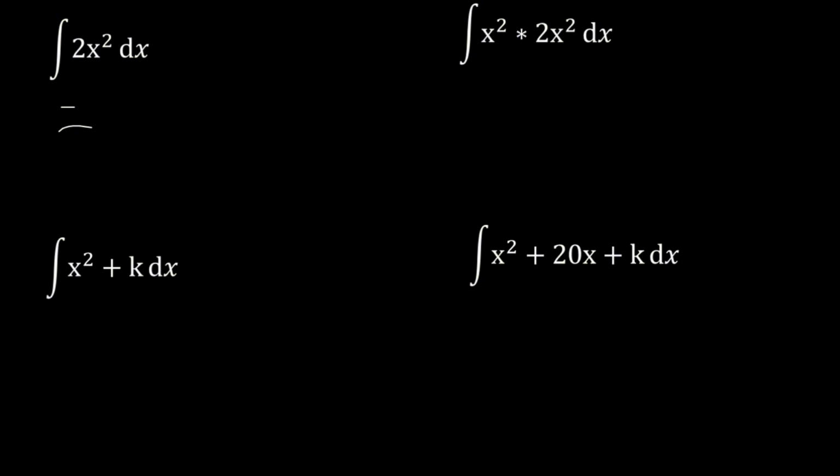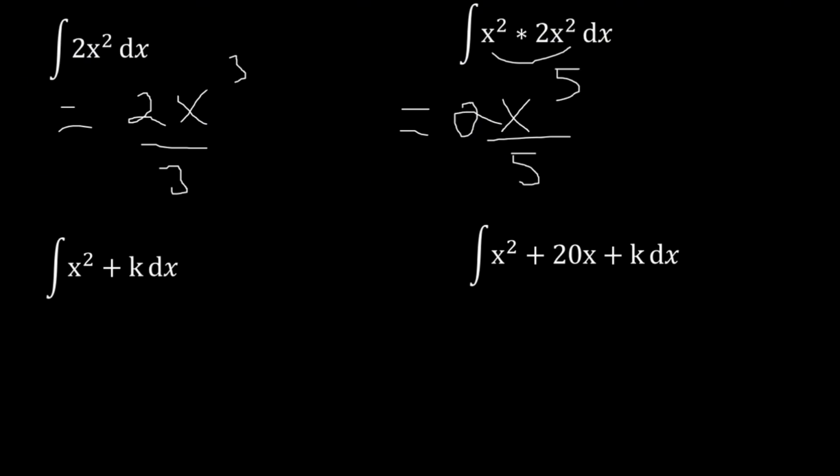Using the power rule, that will be the integral of what? 2x cubed all over 3. Integrating this, what you're going to do first is to multiply this times this. You're going to have 2x to the power 4, and the integral will be what? 2x to the power 5 on 5.